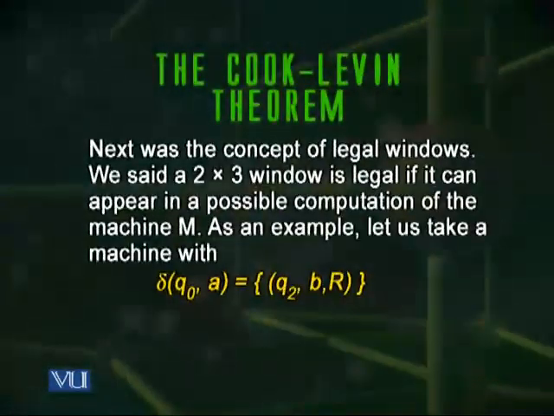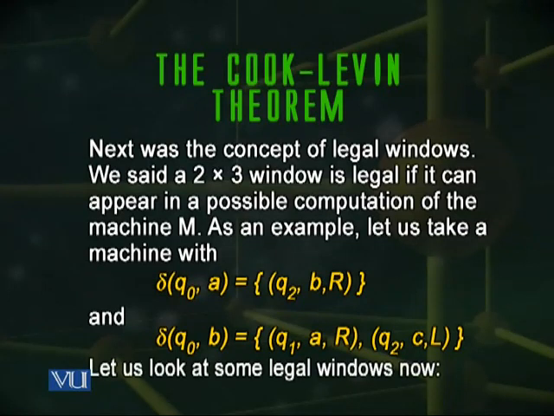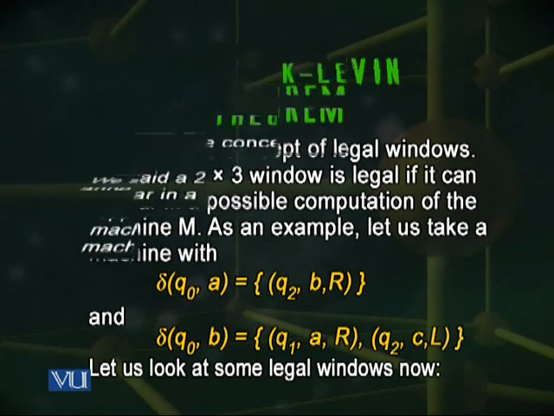Let us take a machine with the following transitions. Suppose the machine on the state Q0 reading A has to write a B, go into Q2 and move right. On the other hand, when the machine is in state Q0 and it's reading a B, it can either go to Q1, write an A and move right, or go to Q2, write a C and move left. So this is a non-deterministic Turing machine. So this is the transition function of this Turing machine. I've taken a very simple example.